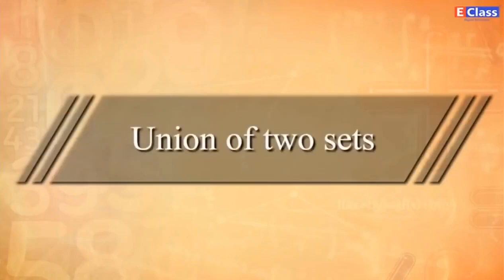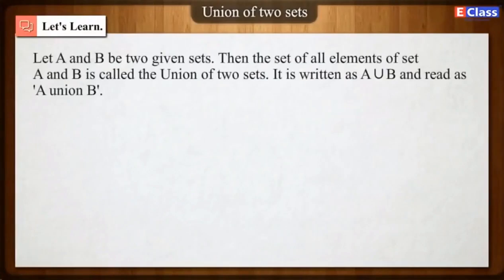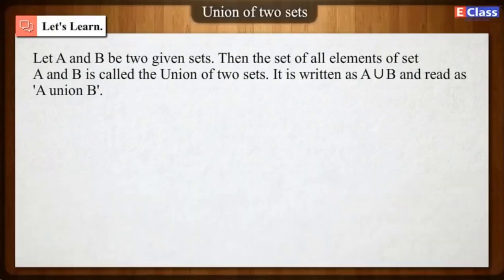Union of two sets. Let's learn. Let A and B be two given sets. Then, the set of all elements of set A and B is called the union of two sets. It is written as A union B and read as A union B. A union B is a set of x such that x belongs to set A or x belongs to set B.